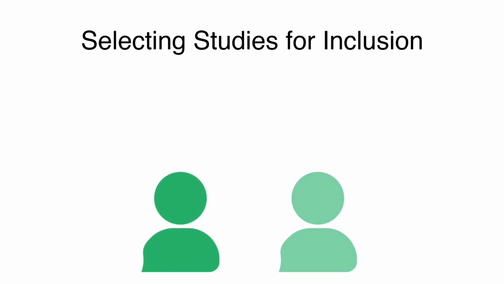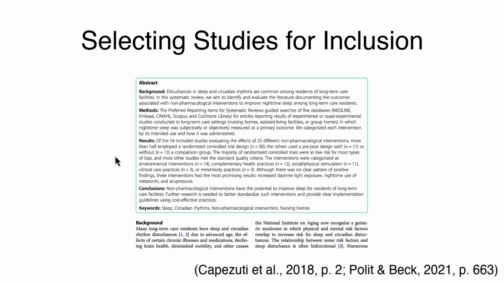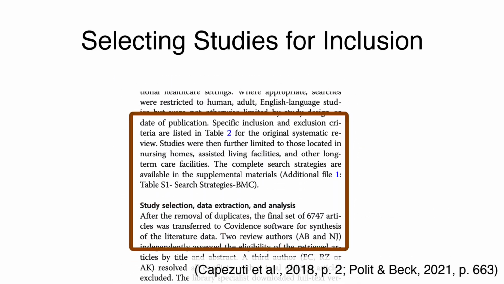The review team will have two reviewers who determine the exclusion of articles that don't meet the eligibility criteria. If the two reviewers disagree, a third reviewer is often included to resolve any conflicts. This process may vary, or may even be absent in systematic reviews. Polit and Beck provide an excellent search example by Capizuti in which two teams of review authors and a library specialist process over 6,000 articles.